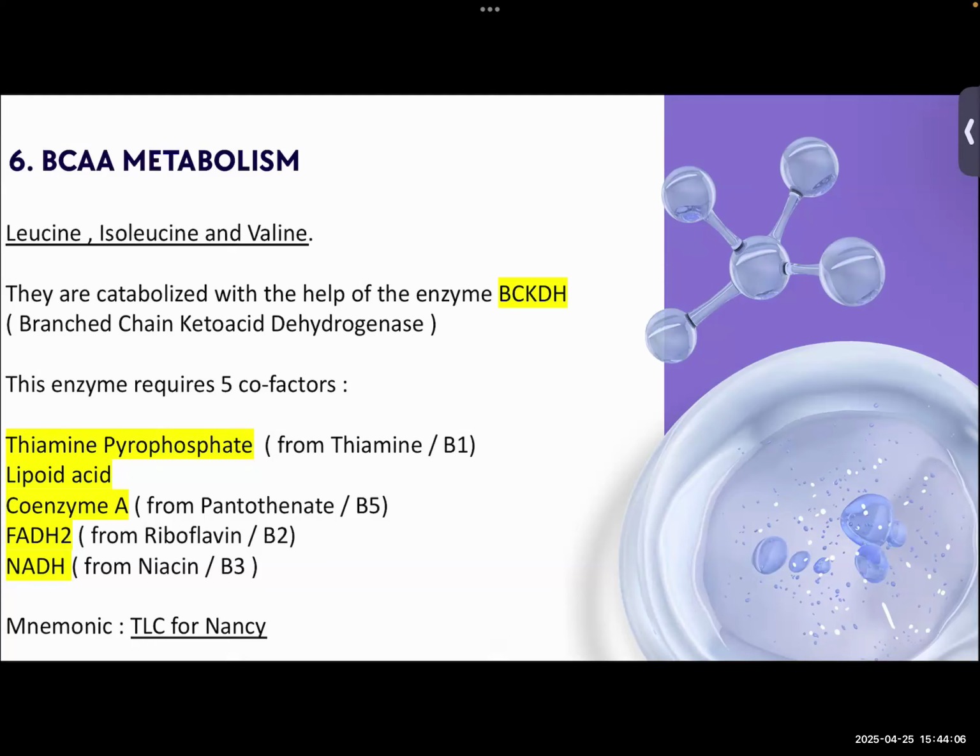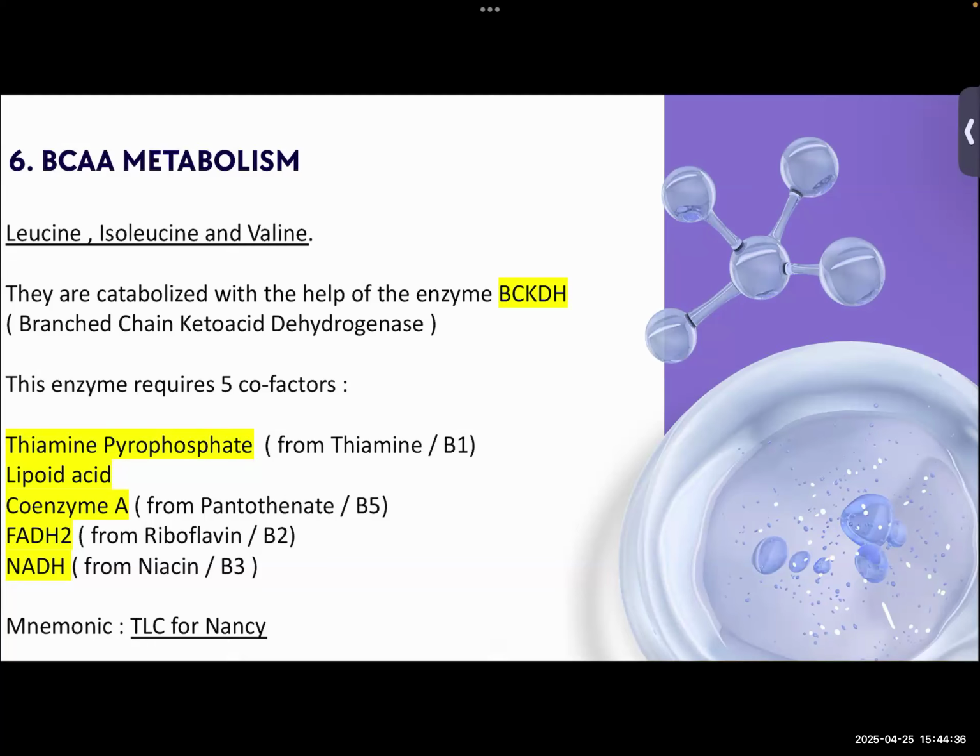It's very important. TLC for Nancy: the first cofactor is thiamine pyrophosphate, which comes from B1. There's lipoic acid, which is why you have L in the mnemonic. Then you have coenzyme A, which is why you have C. Coenzyme A comes from B5. F is for FADH2, which comes from B2. And then you have Nancy, which is why you have NADH, because they both start with N. And this comes from B3.